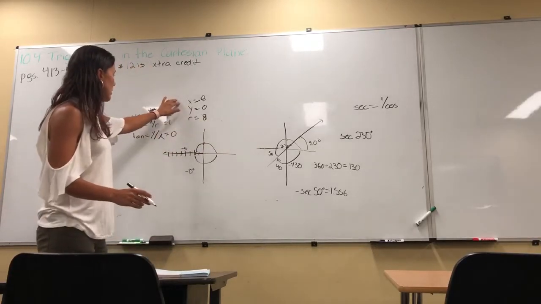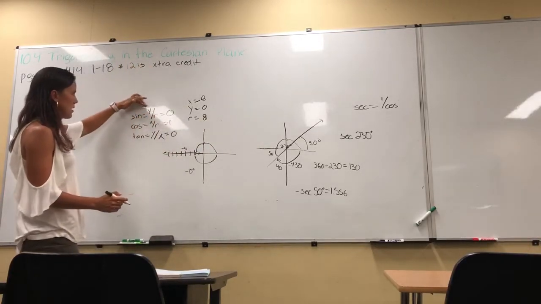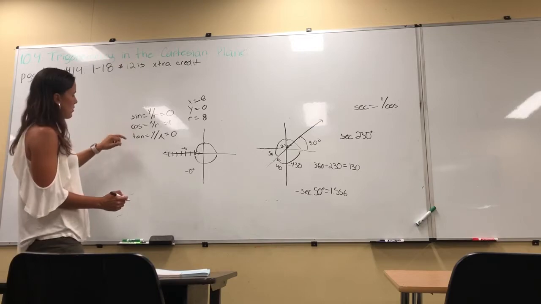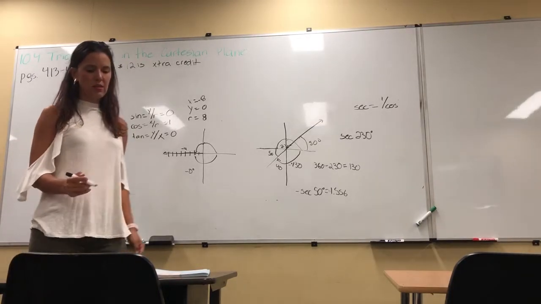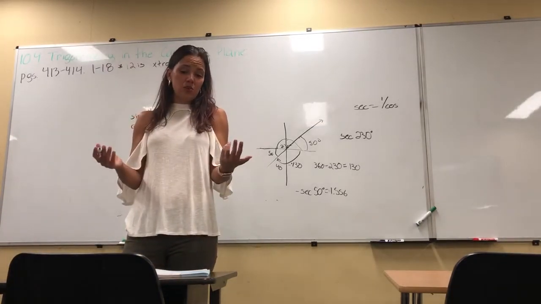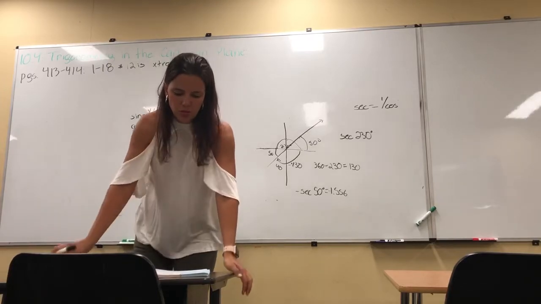Okay, so for those problems, you're not going to do it like this. You're actually going to do it like this. So you're going to use sine is y over r, cosine is x over r, tangent is y over x, and you're going to find them. You don't even have to draw it in that case, right? You just have to put in the numbers.